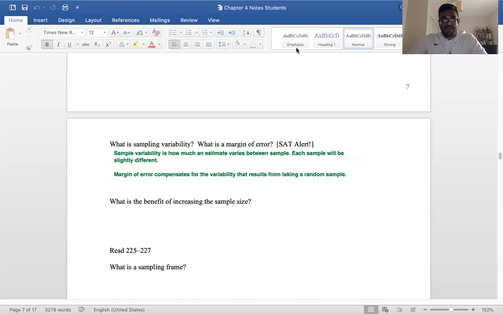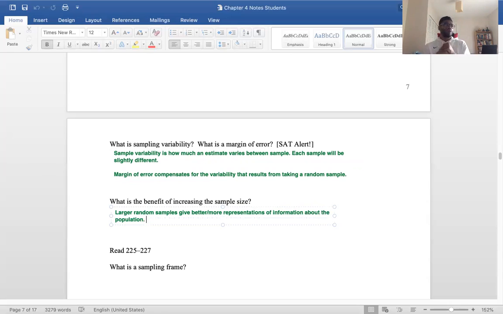What's the benefit of having increased sample size? We have a couple of benefits here. Larger random samples give better, more accurate representations of information about the population. Okay, so when you have a larger sample, you're more likely to encompass everybody. Okay, and so as a result, you're going to have more representation of your population, and therefore you're going to have a little bit more accuracy.